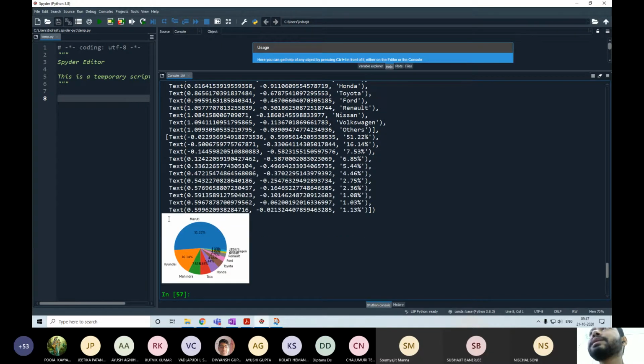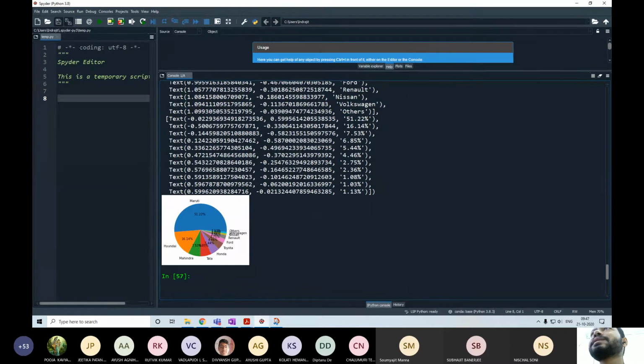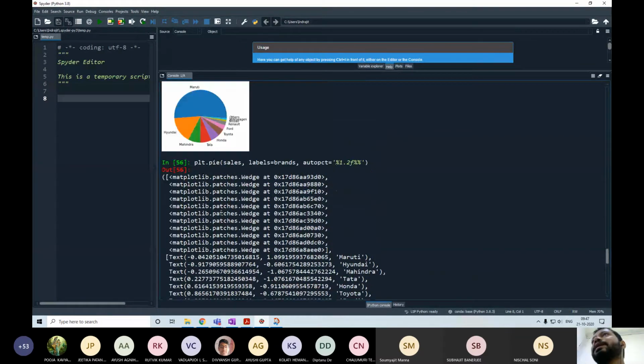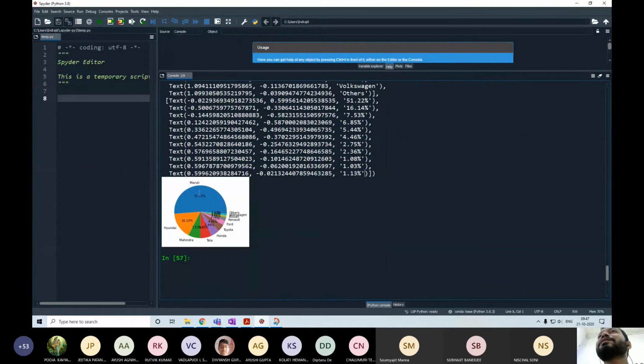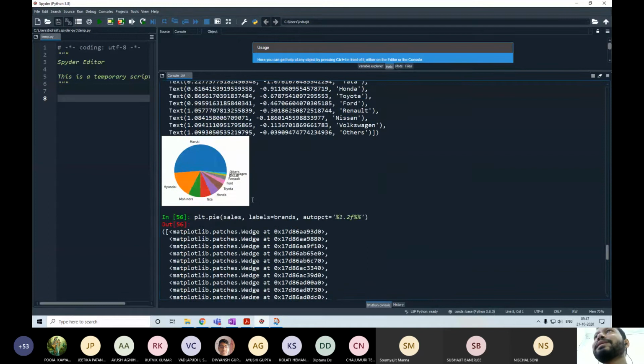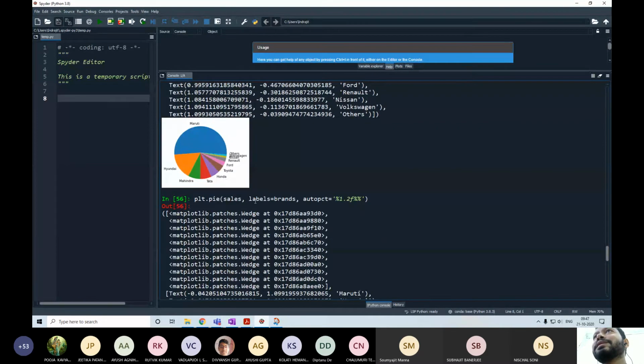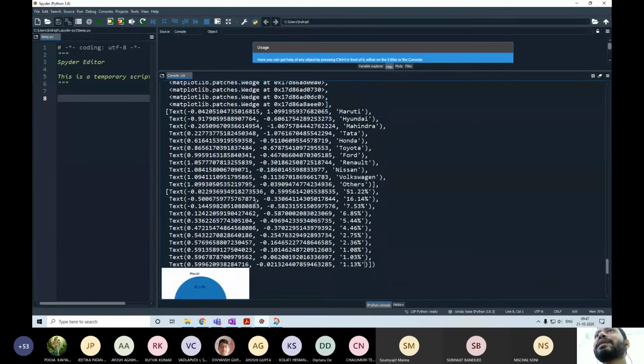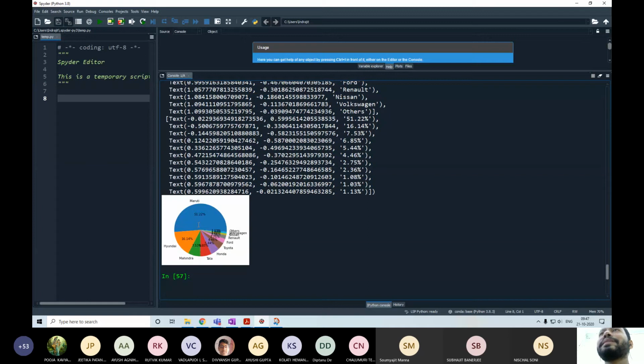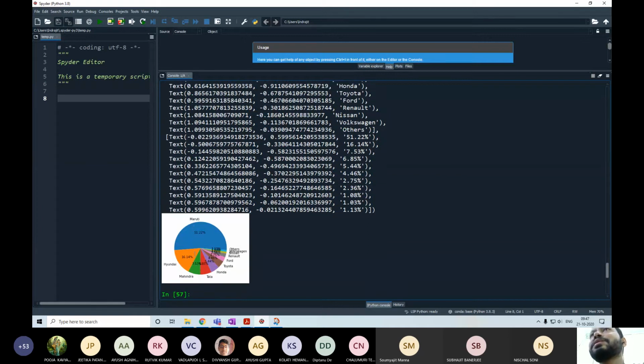Okay, so that worked. The percentage is given for each category, like Maruti has 51.22%, then 16%, and so on for different categories, and you get that. If you are interested, you can search in Google and read the whole documentation, and there are many other things that you can do actually. With this, you can make it look 3D, and you can slice out something.